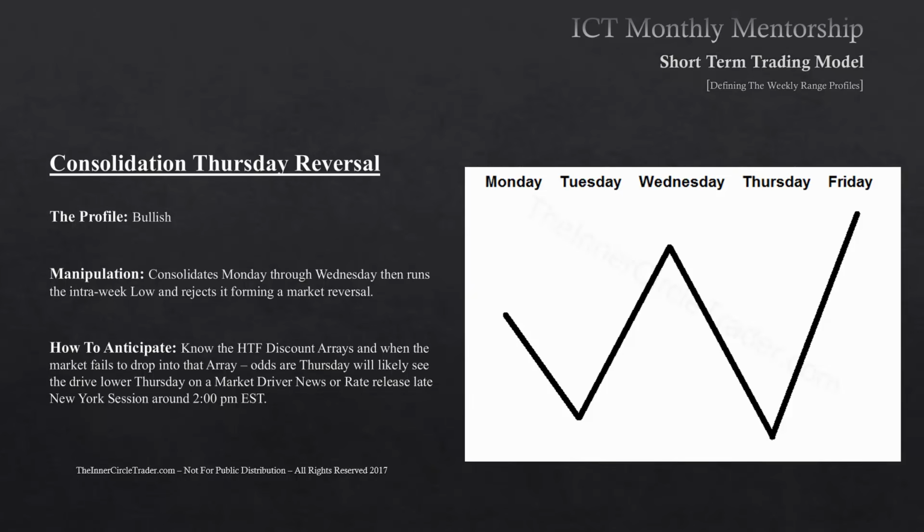How to anticipate this is you have to know the higher time frame discount arrays, and when the market fails to drop into that array, odds are Thursday will likely see the drive lower. Thursday on a market driver, news and or rate release, late New York session. And this is typically around 2 o'clock Eastern Standard Time, or 2 p.m. New York time.